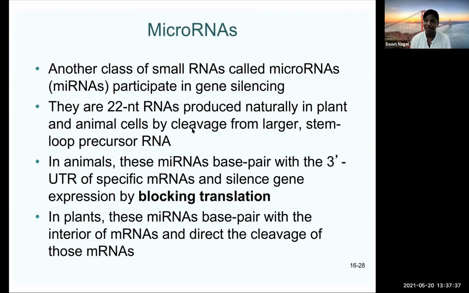Okay, because we know that single-stranded RNA is very unstable. It's really prone to making all of these secondary structures and folding back on itself. And these microRNAs actually come from some of these larger stem loop type RNAs. In animals, these microRNAs will base pair with a 3' UTR of some mRNAs and silence the gene by blocking translation. Okay, so the ribosome is not able to continue. In plants, microRNAs base pair with mRNAs and they actually direct the cleavage of mRNAs.